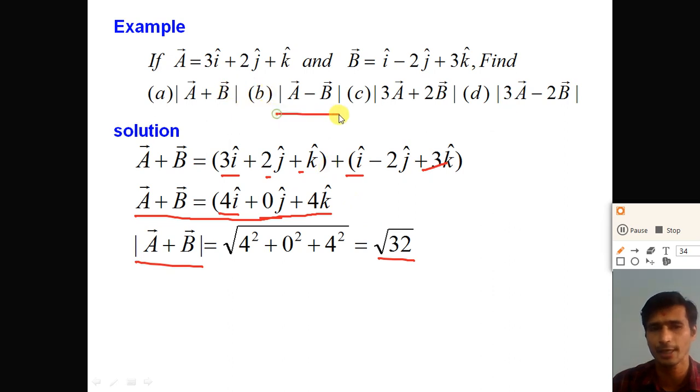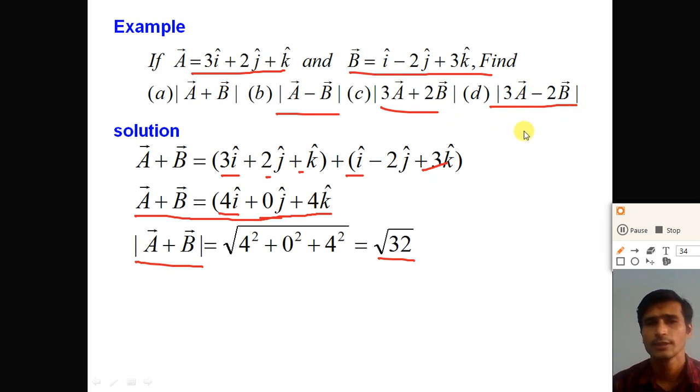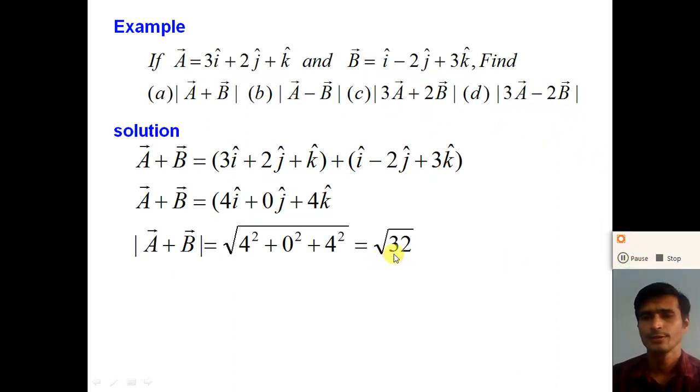Similarly, you can find A minus B, just subtract the components. In 3A plus 2B, first we multiply all the components of vector A by 3 and all the components of vector B by 2, and then add these two vectors and find their magnitude. Similarly you can find 3A minus 2B, right? Dear student, this addition and subtraction you have to perform by yourself. Understand how we perform the addition and subtraction of two vectors, and solve this example by yourself.